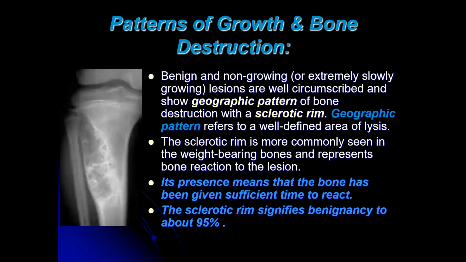Okay, so the sclerotic rim is more commonly seen in the weight-bearing bones and represents bone reaction to the lesion. Its presence means that the bone has been given sufficient time to react, meaning that the tumor is growing slowly. The sclerotic rim signifies benignancy to about 95%. So this is very important to know.